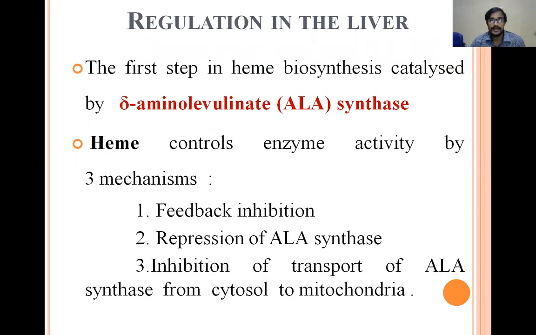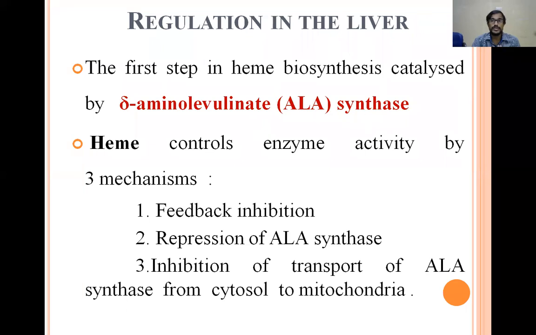And coming to the regulation in liver, the first step in heme biosynthesis is catalyzed by aminolevulinate synthase. So this is the key enzyme, the regulatory enzyme, and the first step is the rate limiting step. Okay. And this enzyme is controlled by heme itself. Heme controls this enzyme, and this enzyme regulates the complete biosynthesis of heme. Heme controls the enzyme by 3 mechanisms. We had seen all these mechanisms in the enzyme chapter.